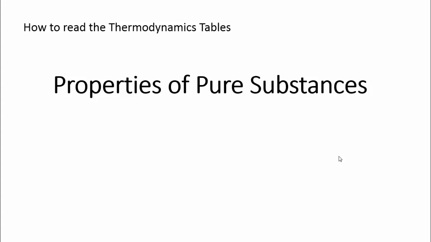Hello guys, today you are going to learn how to read the thermodynamics tables in the appendices. This is in chapter 3 in my textbook called Properties of Pure Substances. In this chapter, you're going to learn how to differentiate the state of the pure substances as in compressed liquid, saturated mixture, or superheated vapor.